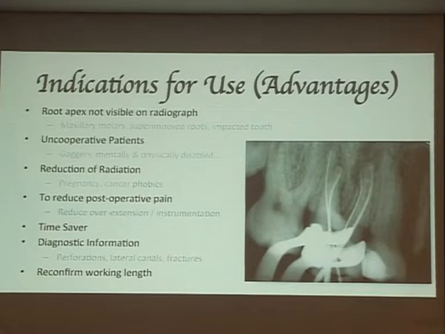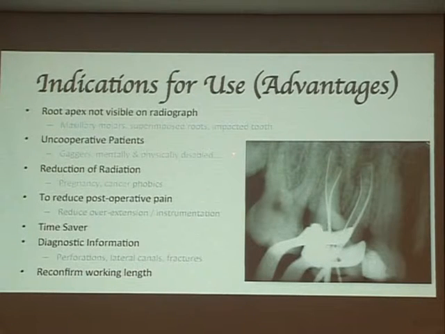Why do we need to use an apex locator? There are some good indications, or you can say advantages. Sometimes on the X-ray, we cannot see the apex. Even if it's a good X-ray, like on upper maxillary teeth, sometimes you can't see where the apex is. So we can't tell whether your working length is correct or not.